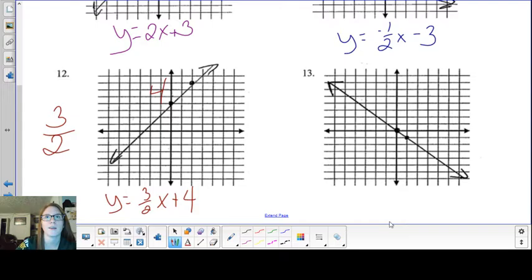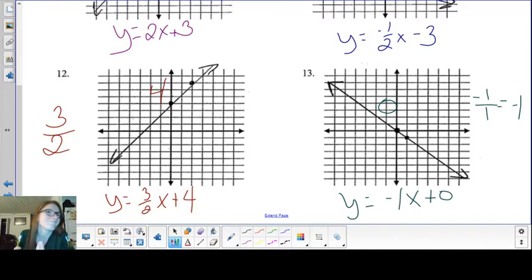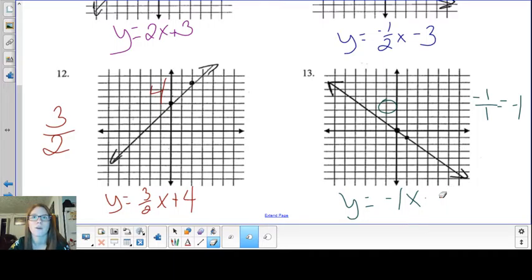Okay, number 13, again, I'm going to look for my leftmost point, which is 0. And then to get from that first point to the next point, I go down 1, to the right 1, which is negative 1. So my equation is y equals negative 1x plus 0. And remember, if it's 0, you can write it, but after a while I'm going to get you used to not writing it. So I'm going to say that this is just negative 1x or negative x.